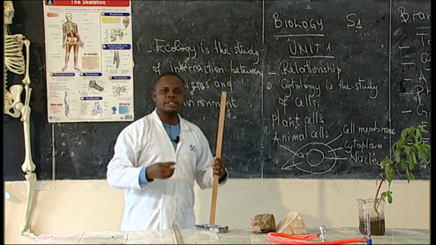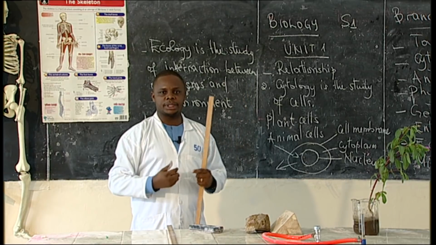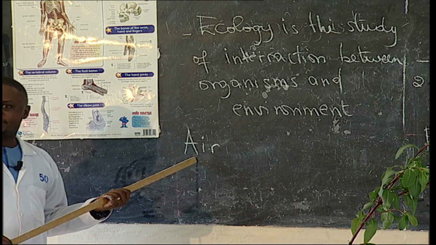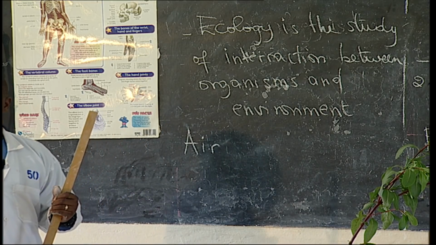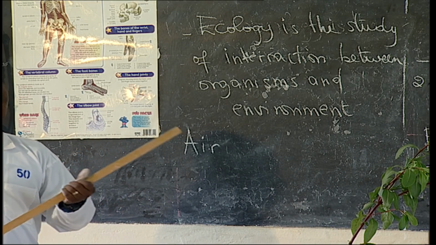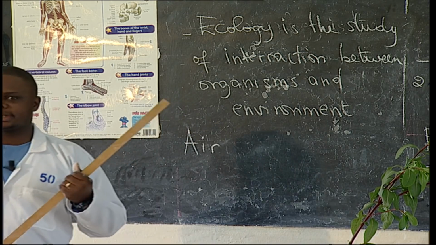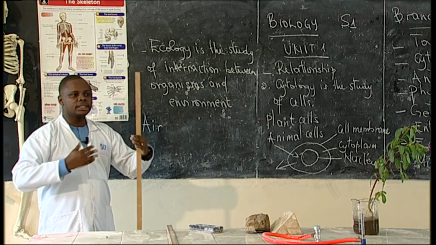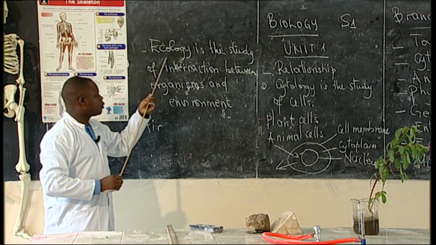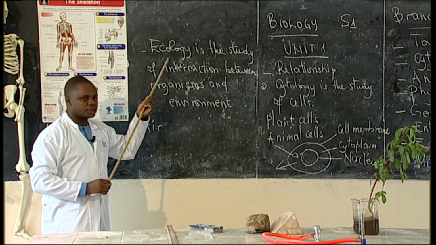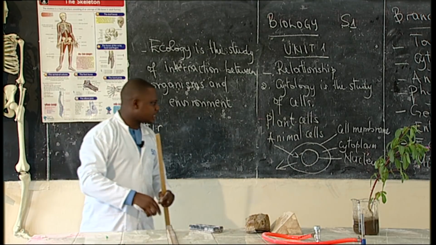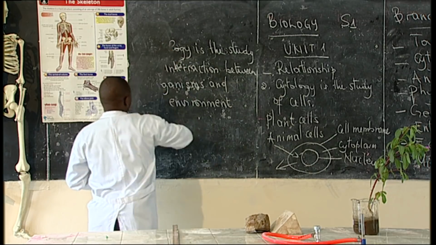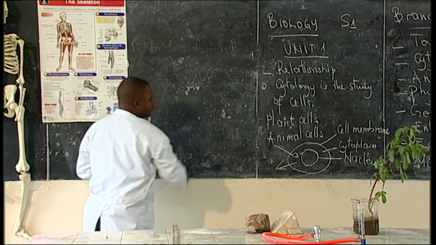How do animals interact with environment? They need oxygen from the air. They give out carbon dioxide, and that carbon dioxide is needed by plants. So that interaction between organisms and the environment is what we learn in ecology. The last part is microbiology.